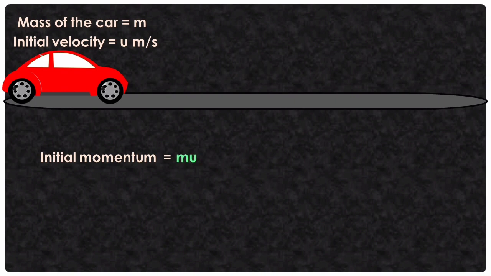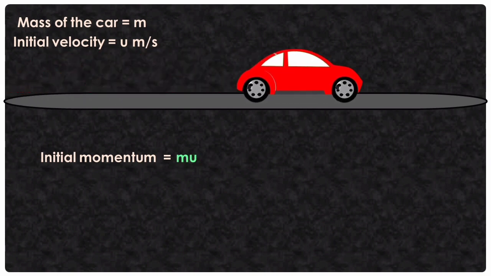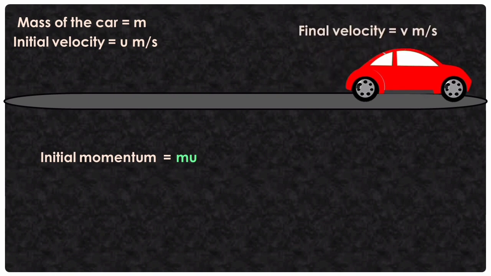Suppose the car increased its speed and now its velocity is v meter per second. So let's consider it as the final velocity. So what is the final momentum? Final momentum is m into v, that is mv. Do you think there is a change in the momentum of the car? Yes, there is a change in the momentum of the car.